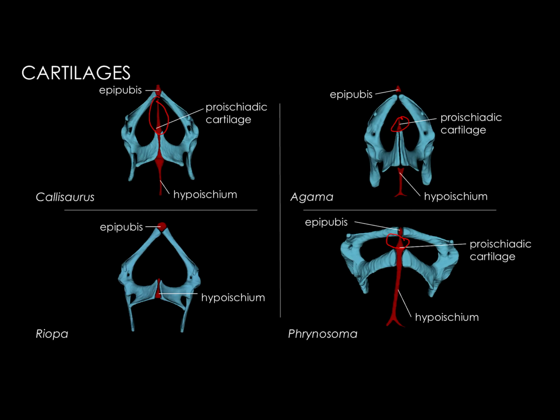Also, all the species have the hypoischium, and we do know a little bit about that, and that's that the hypoischium is thought to connect to the tail.